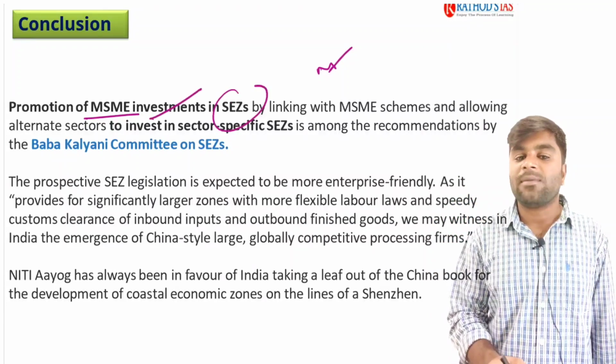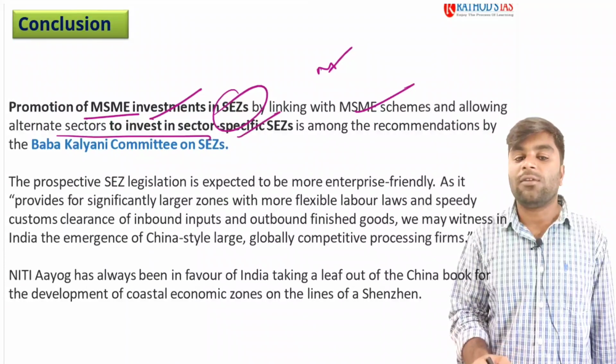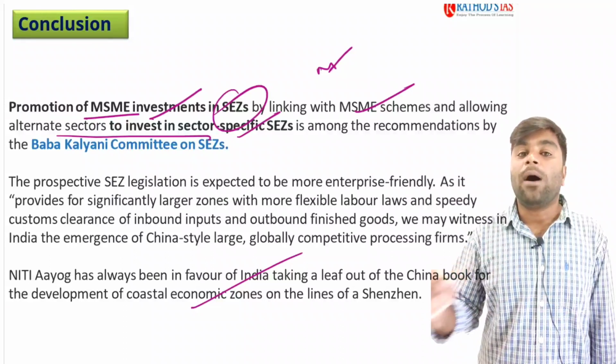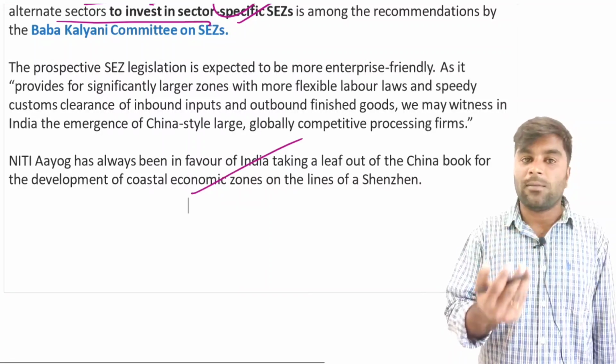So the promotion of MSME investments in the SEZs by linking MSME schemes and allowing the alternate sector to invest in the sector-specific SEZs is very much important, and also implementing the Baba Kalyani led committee recommendations with respect to the revamping of the SEZs is very much important.